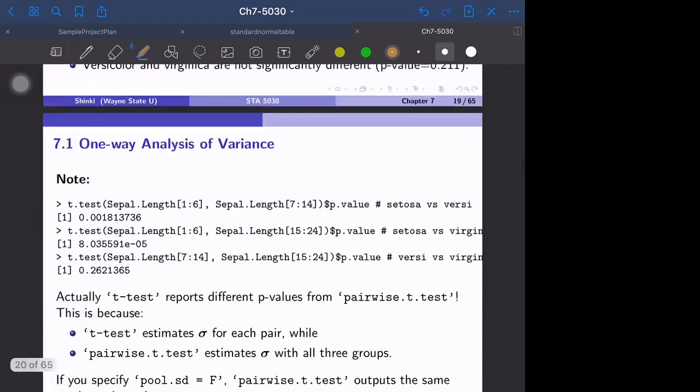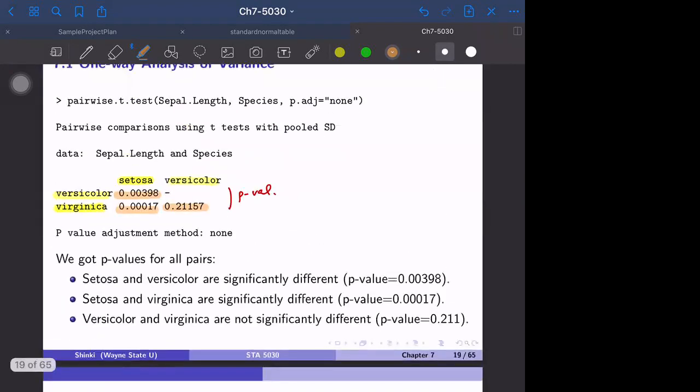This is done by the pairwise.t.test function. You put in the sepal length, the variable, and the species, which defines the groups, and I will explain this later. You can get this at once.